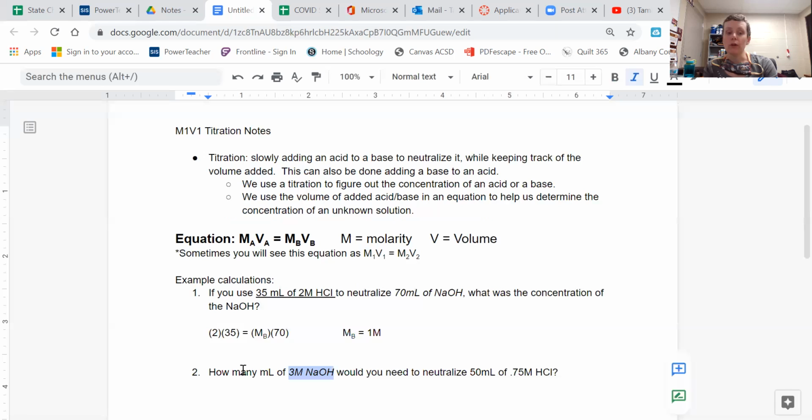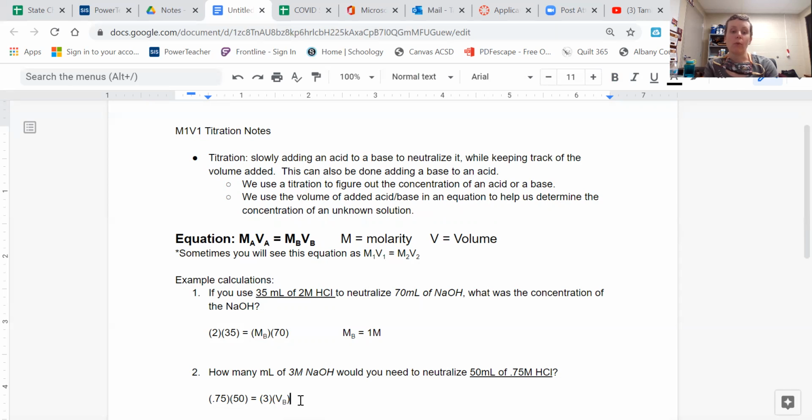I don't know the number of milliliters, so I don't know volume of base. But I do know my volume and my concentration of my acid. Those things I do know, so I'm going to underline those. Those go together. So when I'm solving this equation, my molarity of my acid is 0.75. Remember, that's whatever has the capital M with it. My volume of my acid is 50. That is going to equal the molarity of my base, Mb, which is 3, times the volume of the base, which I don't know.